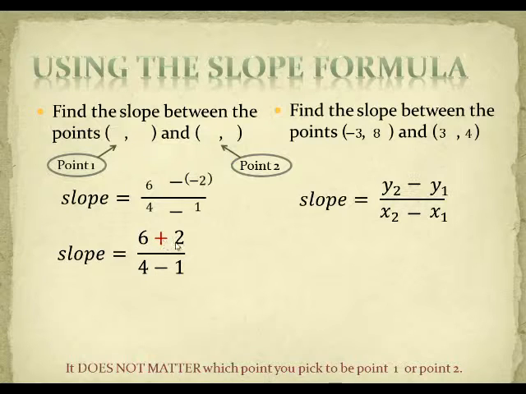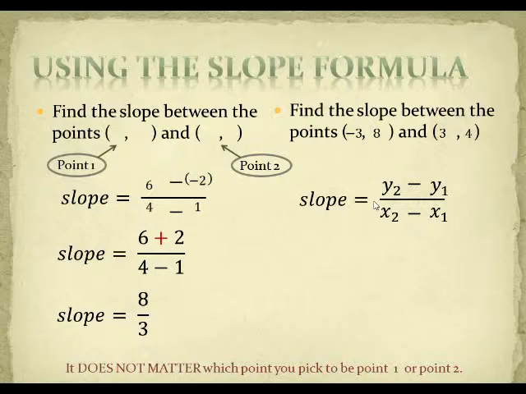All we have to do is simplify the top, simplify the bottom. 6 plus 2 is 8. 4 minus 1 is 3. So the given points would have had a slope of 8/3. I would consider this to be a steep slope. You're going up 8 units and over 3. You're going up a lot more than you're going over.